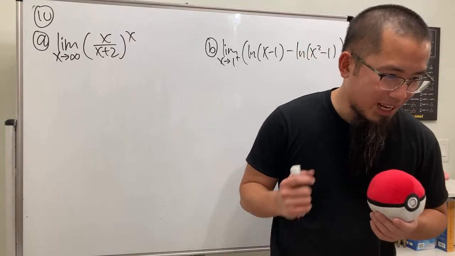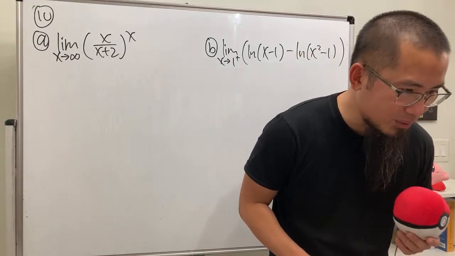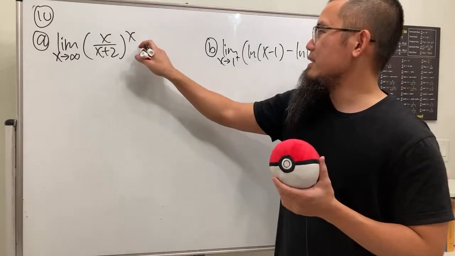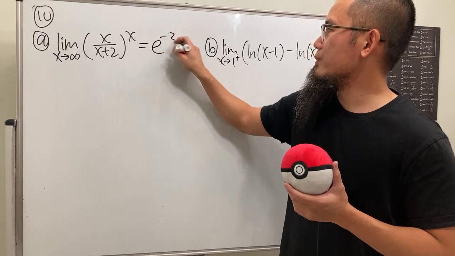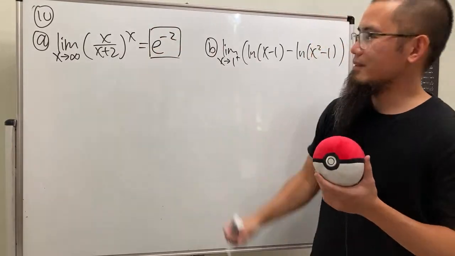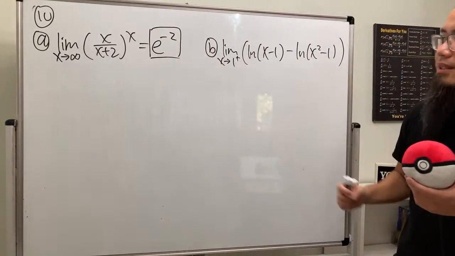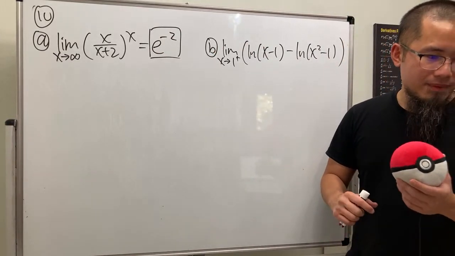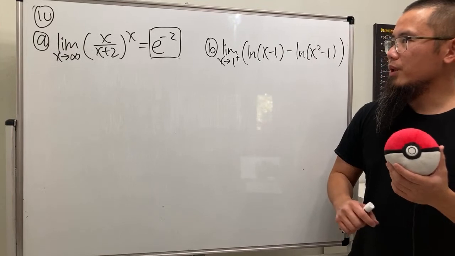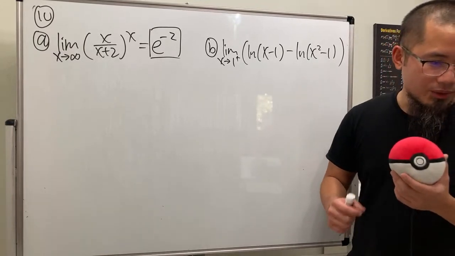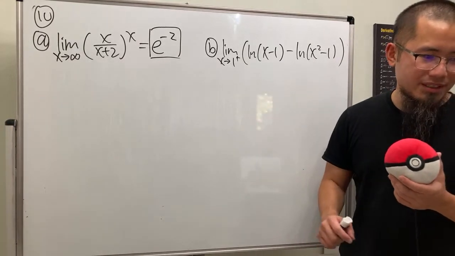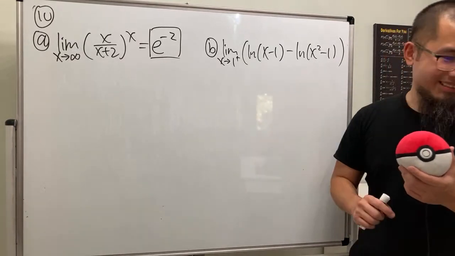That is correct. E to the negative 2. And Connor, that is correct. Yes. So this right here is indeed equal to e to the negative 2. Cool. How about this one? Because for these two, you can actually do them rather quickly. So let's go and do them. Miguel, that's correct. You got it right. E to the negative 2. How about this one?